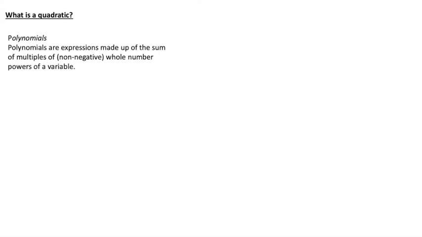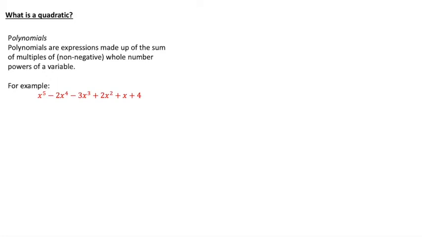Well, you've met them before, but they are in fact a special case of a type of mathematical object called a polynomial. And polynomials are expressions made up of the sum of multiples of non-negative whole number powers of a variable. And so, for example, we have here x to the power of 5 minus 2x to the power of 4 minus 3x cubed plus 2x squared plus x plus 4.